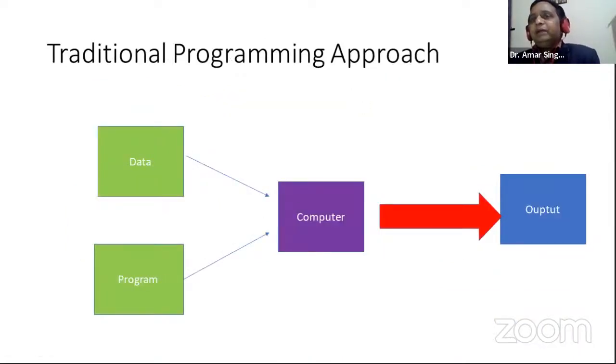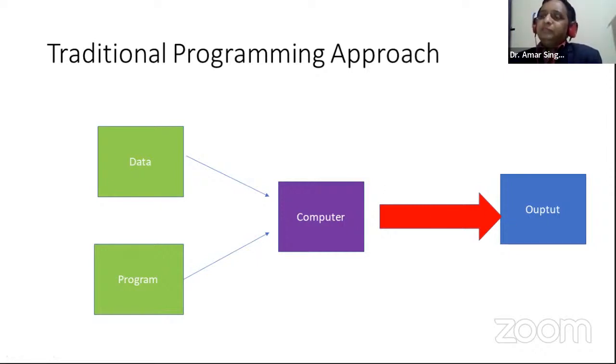Now, why do we prefer machine learning instead of the traditional programming approach? Here is the reason behind that. In the traditional programming approach, we write the computer program by using the available data. After writing the program, we can get the output.